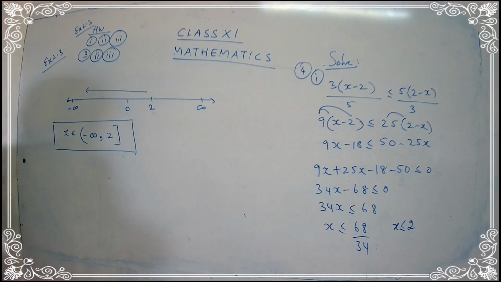Highlight your answers, children. x belonging to minus infinity, comma 2. So do not waste your time. It's very easy. So just draw the number line and understand the concept. So if you are clear with the number line, it is very, very easy to write the interval notation, children. Okay. So try to draw a number line and try to get the answer in terms of interval notation.